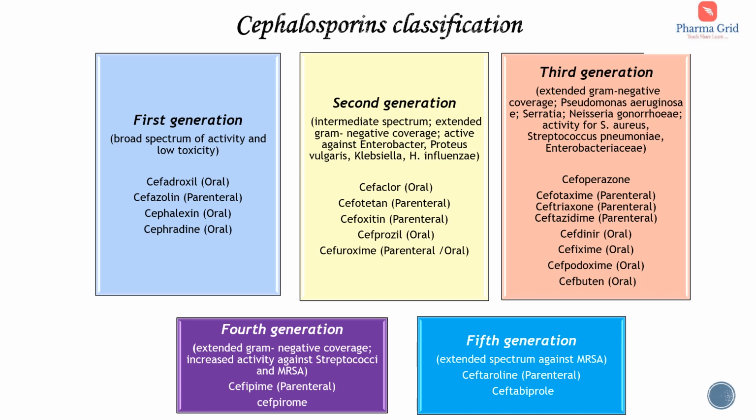Then third generation has extended gram-negative coverage, including Pseudomonas aeruginosa, Serratia, Neisseria gonorrhoeae, activity for Staphylococcus aureus, Streptococcus pneumoniae, and Enterobacteriaceae. The examples include cefoperazone, cefotaxime, ceftriaxone, ceftazidime, cefdinir, cefixime, cefpodoxime, and ceftibuten. Then fourth generation, extended gram-negative coverage, increased activity against streptococci and MRSA. MRSA means methicillin-resistant Staphylococcus aureus. The examples include cefepime and cefpirome. Then fifth generation has extended spectrum against MRSA. The examples include ceftaroline and ceftobiprole.